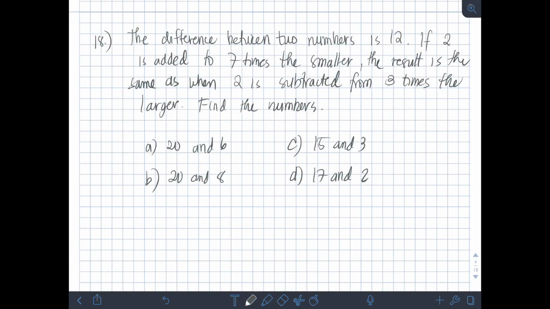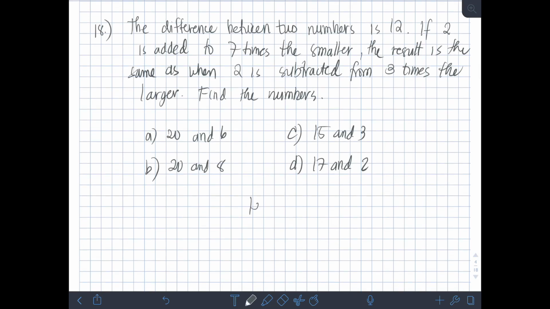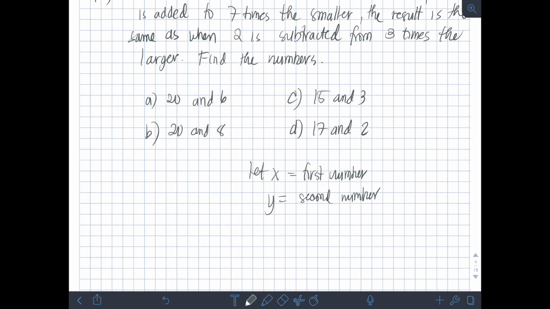Okay? Next, we have the difference between two numbers is 12. If 2 is added to 7 times the smaller, the result is the same as when 2 is subtracted from 3 times the larger. Find the numbers. Okay, so let x be the first number. Let y be the second number. So sabi, the difference between two numbers is 12. So let's say, subtract natin sila. So x minus y is equal to 12.